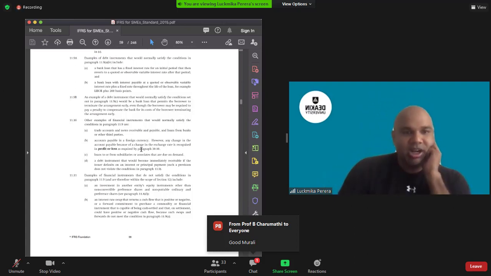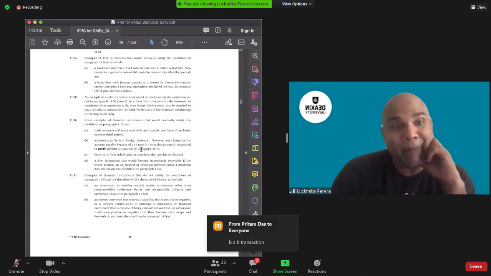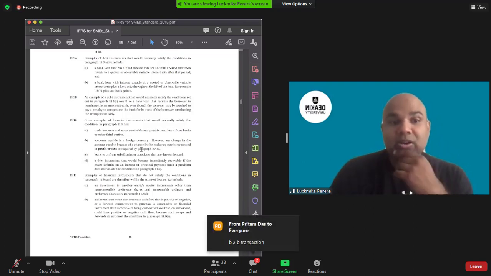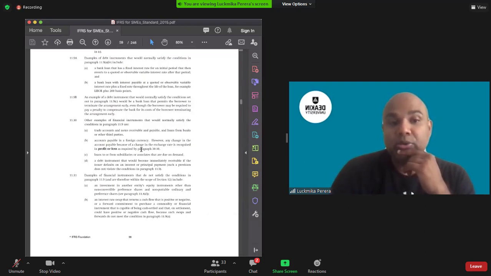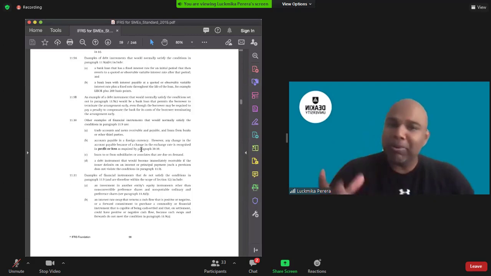Right. Then, where were we? Trade accounts and notes, receivables, payables, loans from banks. Your credit card loans, for example, is a similar example. Loans to or from subsidiaries or associates that are due on demand, etc. So you have all these different types of simple instruments.